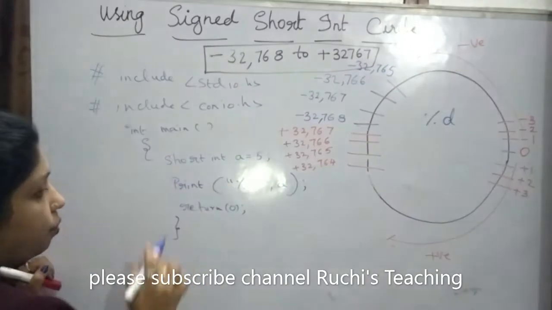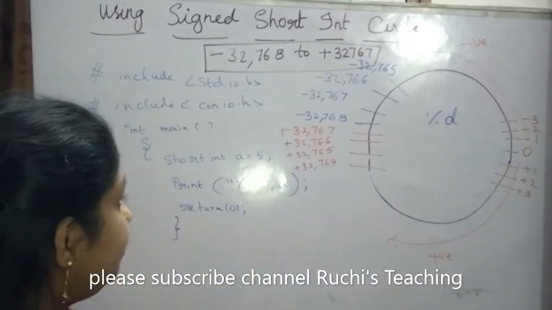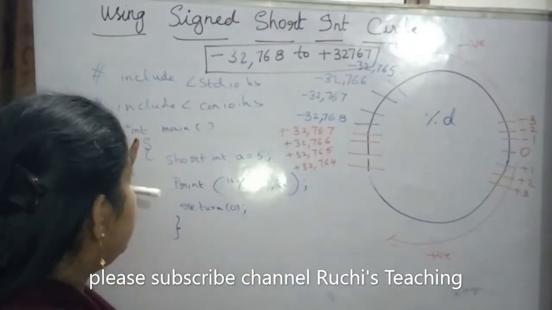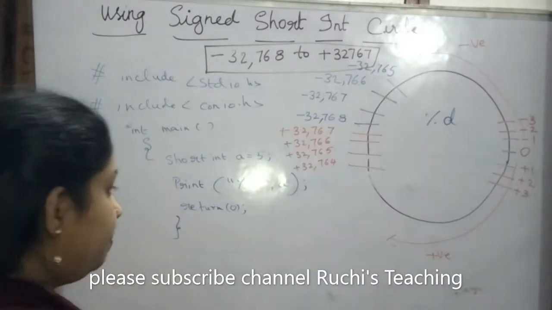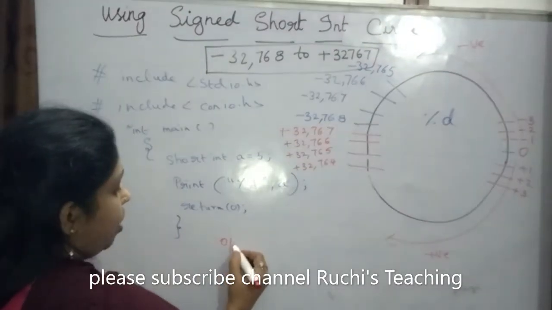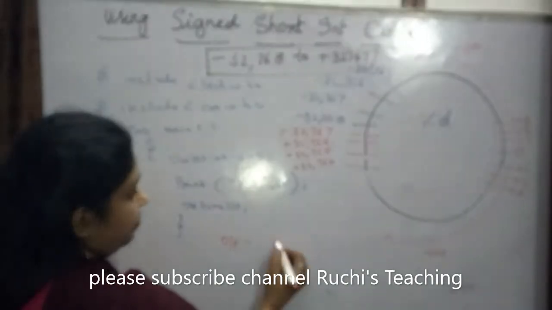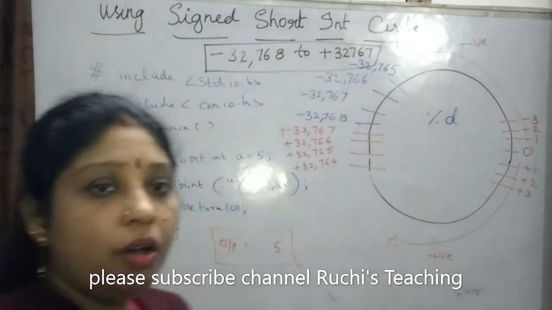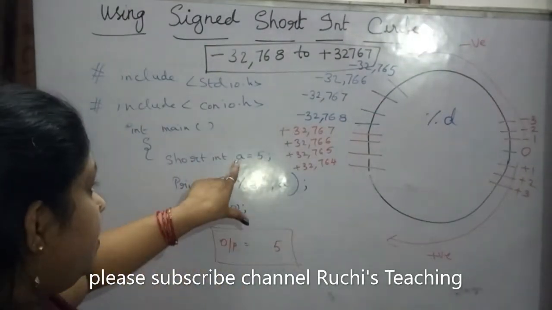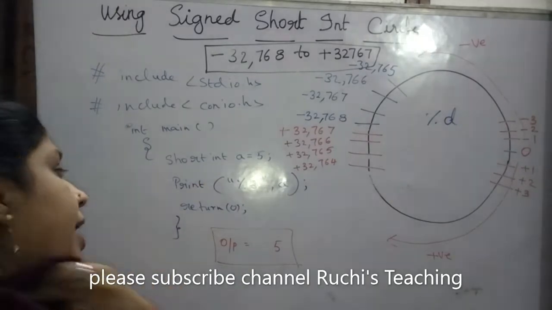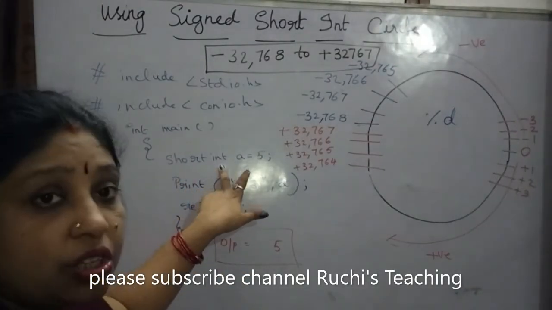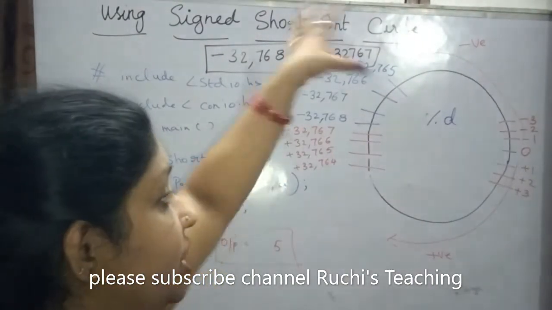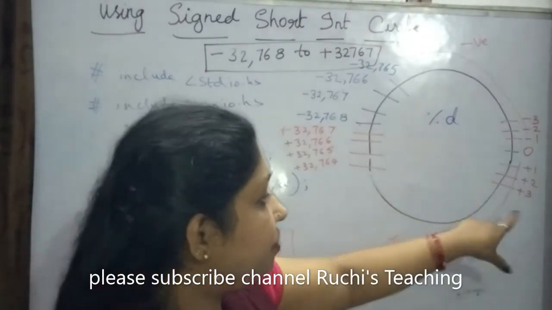Now what do you think, with this program, what will be the answer? What is a going to print? This program's output will be 5. See, I am writing the output here as 5. How am I saying this? Because if a is equal to 5, that means I have declared the short int which takes positive and negative values, and I have assigned a positive value which is there in this circle. Can you see 5 is there?